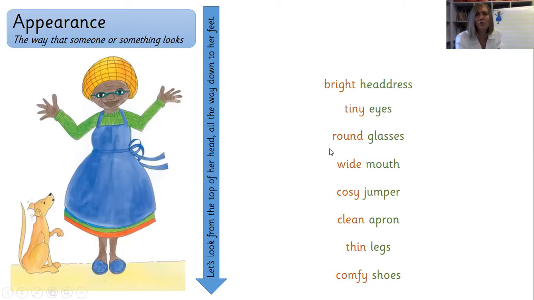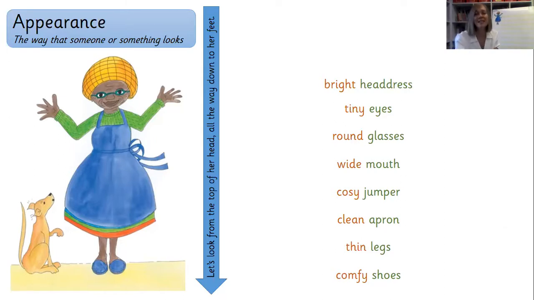I've gone for round glasses, a wide mouth, and can you spot here, how have I described her jumper? That's right, I've used the adjective cozy. It looks like a cozy jumper. I've described her apron as clean. She's wearing a clean apron. She's got thin legs, and I've gone for comfy shoes.